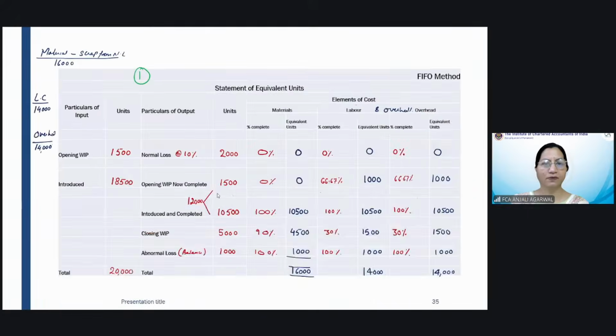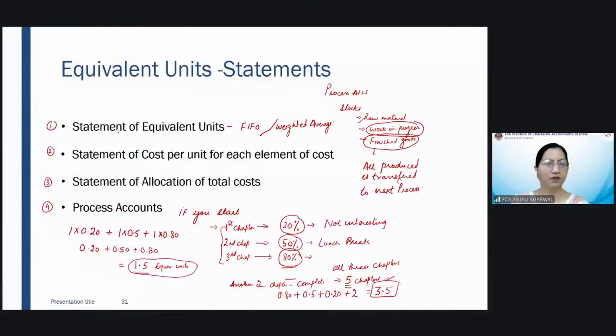Okay. So you prepare a statement of equivalent units, a statement of cost per unit for each element of cost, a statement of allocation of total cost to closing WIP, normal loss, abnormal loss, finished goods, opening WIP now complete, and finally you prepare the process account.